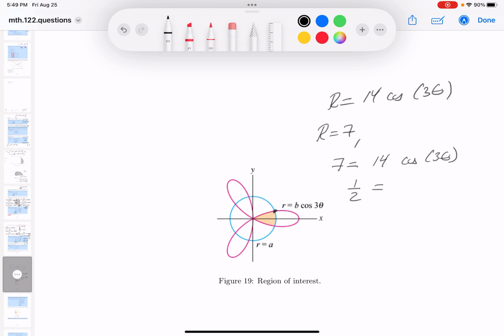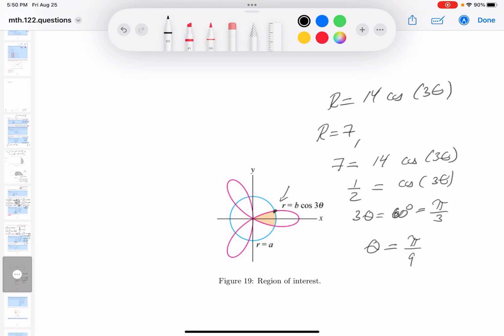I divide both sides by 14, and cosine of 3 theta is 1/2. And it's going to be an acute angle, by the way, somewhere between 0 and pi over 2. I hope you realize that looking at it. So 1/2, what would that be? That would be 60 degrees. All right, so 3 theta is 60 degrees. It's a 60-degree reference triangle, by the way, and that's pi over 3.